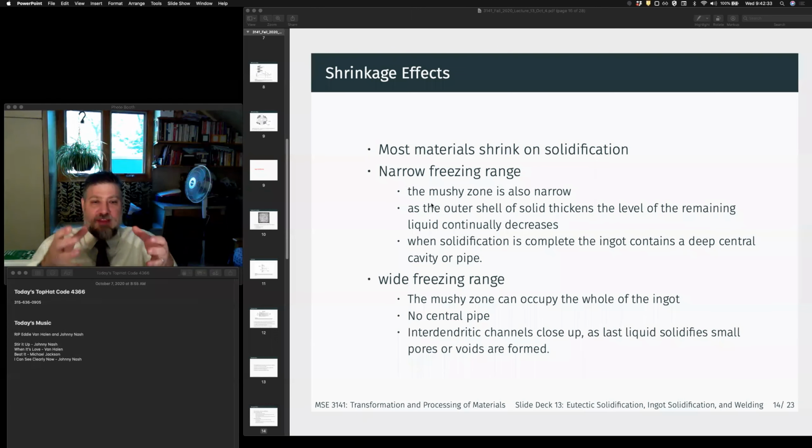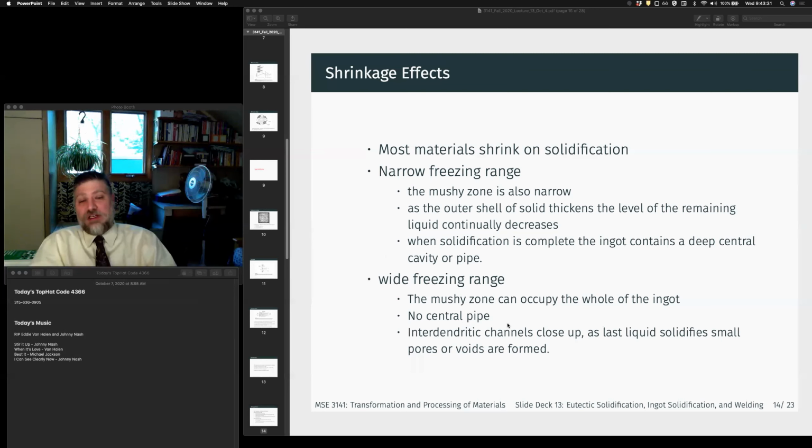As this outer shell thickens, the solid is less dense, so the level of the remaining liquid in our mold or our ingot continuously decreases, right? And that leads to a central deep cavity or pipe down the center of the ingot, right? So generally the way you get around that is you have a hot top on top, right? So you have extra material above your ingot that's considered waste that's going to be cut off. So all of your waste is up there, and you don't have a deep central cavity down the center of your ingot.